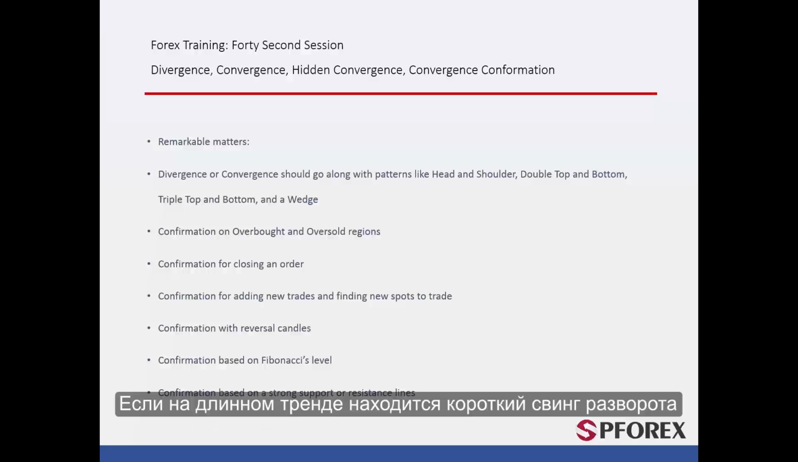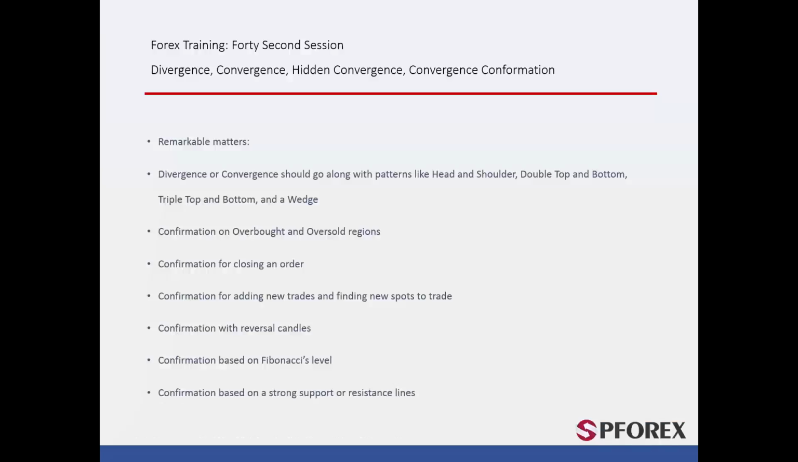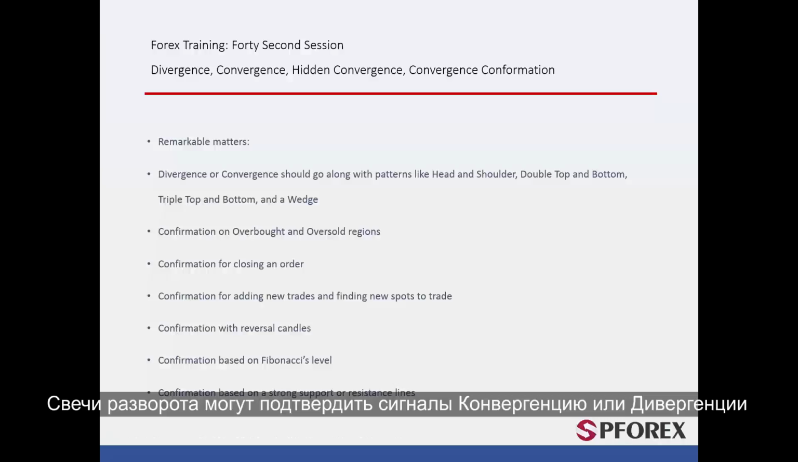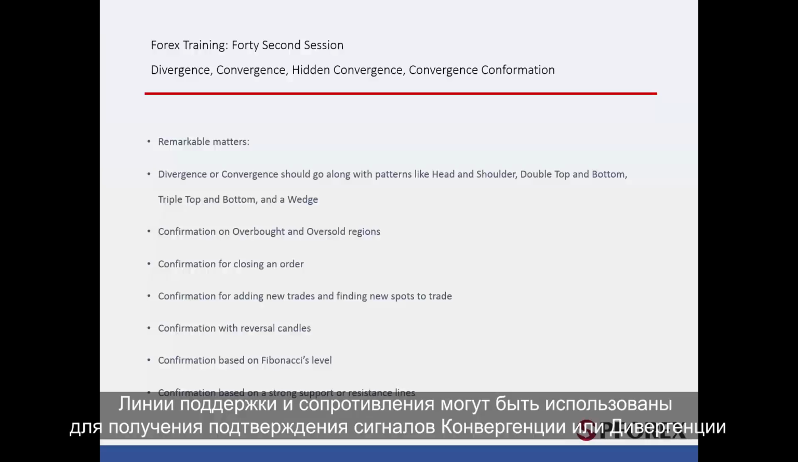If there is a short reversal swing on a long trend, convergence and divergence can be exploited to detect points for placing orders with agreeing direction with the long trend. Reversal candles can confirm the convergence or divergence signals. Fibonacci patterns can be exploited to derive confirmation of convergence or divergence signals. And finally, support and resistance lines can be exploited to obtain confirmation of convergence or divergence signals.